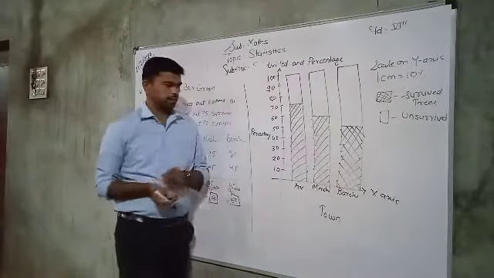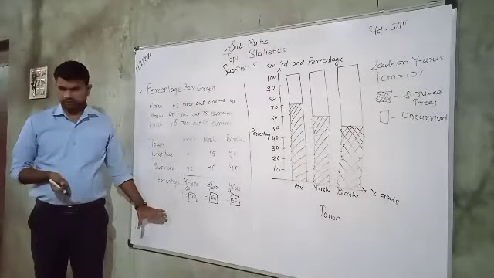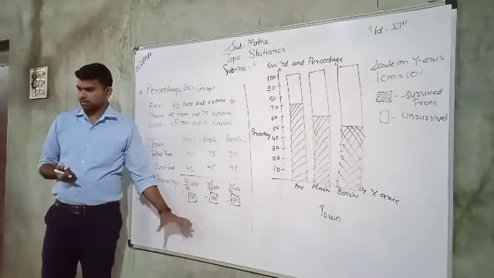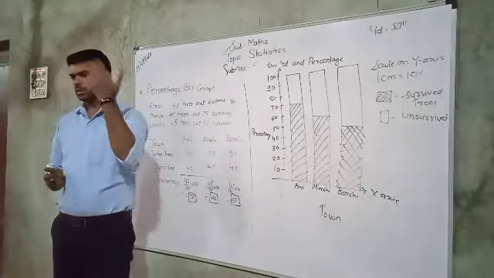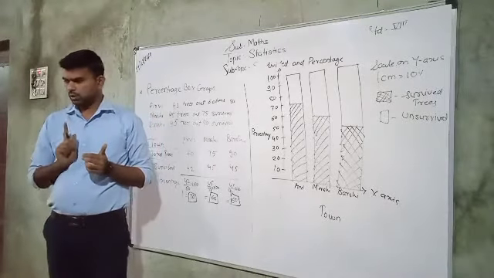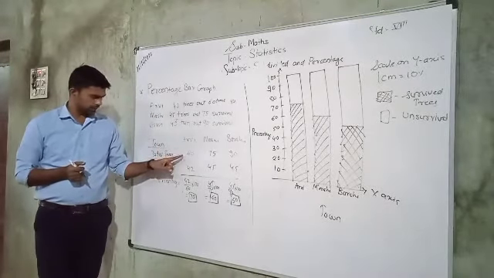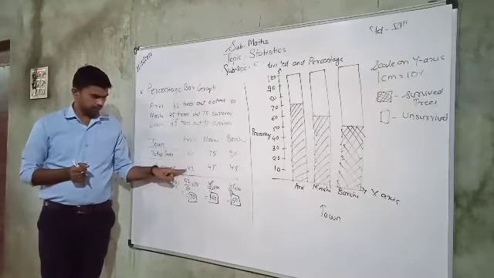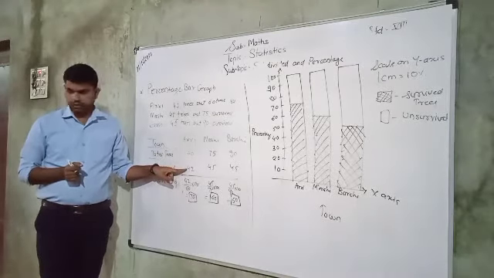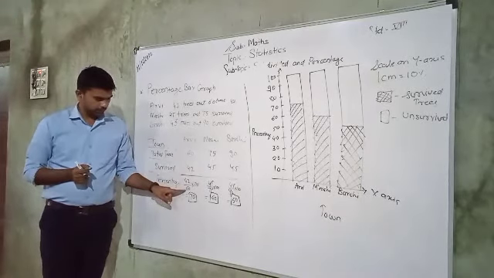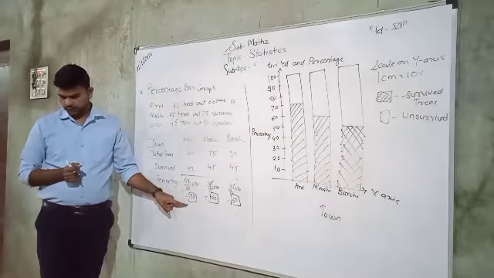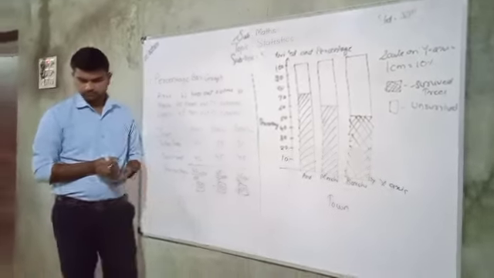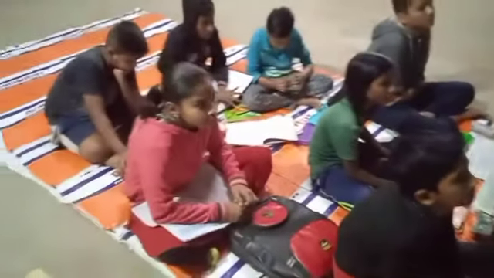See what we have done. First we have drawn a table. We have calculated the percentage. What is the formula for percentage? Value obtained divided by total into 100. Like here, total trees are 60, survived trees are 42. So 42 divided by 60 into 100. So this is the percentage of survived trees, and we have drawn this graph.